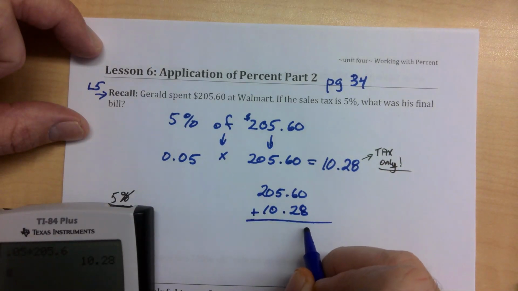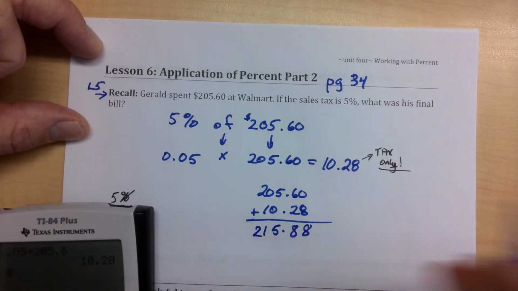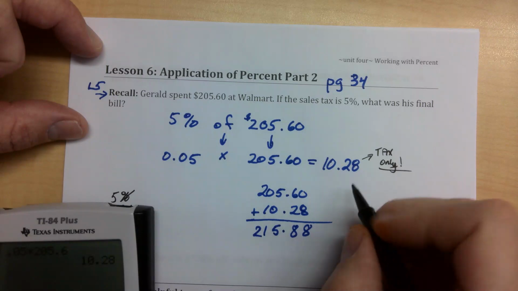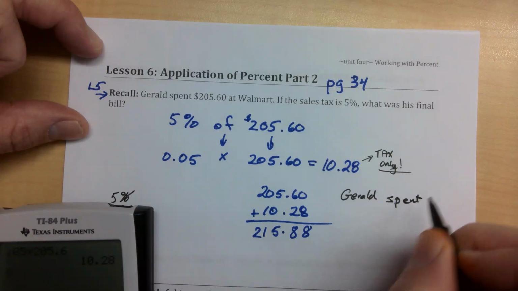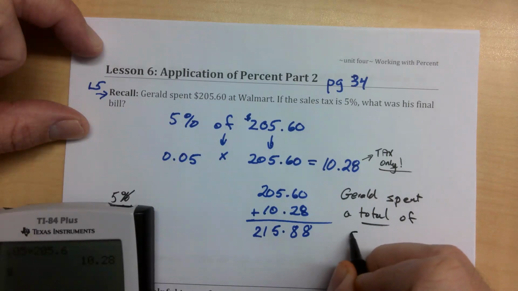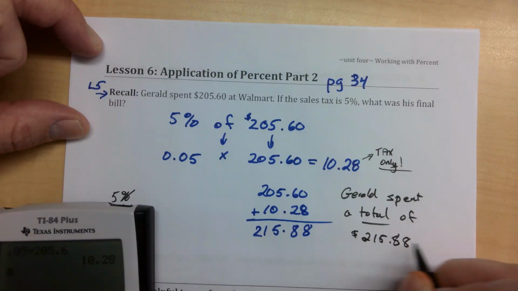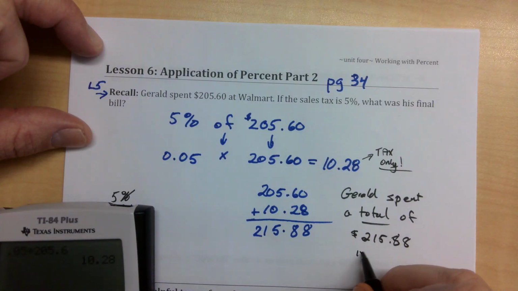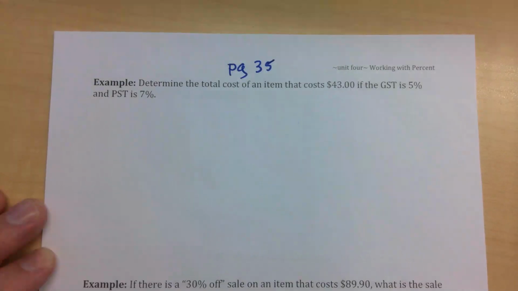What's Gerald's spending in the end? Well, 215.88. Don't forget your concluding sentence. Okay, so Gerald spent a total of $215.88, including tax. Okay, we're just abbreviating including tax. So that's how you do that question. Make sure you write your concluding sentence.